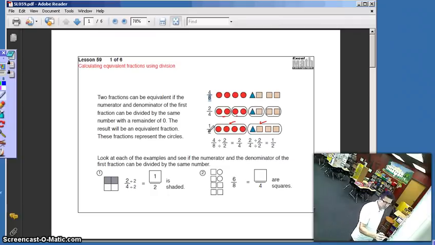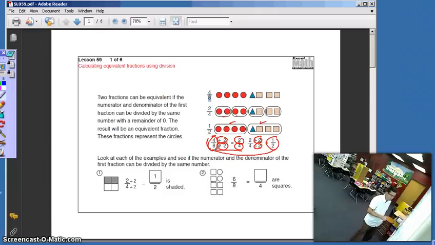And we can see this written out in the fractions right here, that we have 4/8. We divide the numerator and the denominator both by 2. We end up with 2/4. And we can take 2/4 and divide numerator and denominator by 2 and get 1/2. So you can see that 4/8 is equal to 1/2. Now look at each of the examples and see if the numerator and the denominator of the first fraction can be divided by the same number.